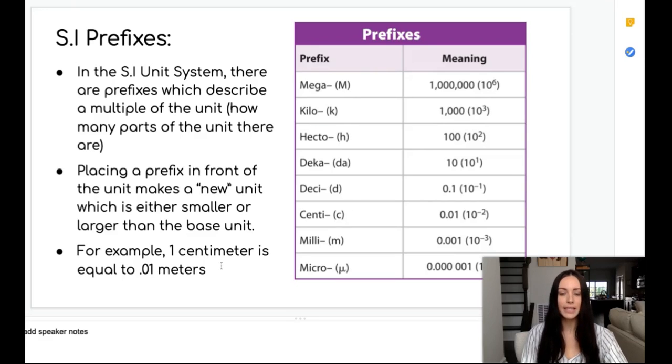Let's look at an example here. If we look at a centimeter, let's find our centi prefix here. This is one of the ones that we want to be most familiar with. We can see here again that the centimeter is 0.01 or 10 to the negative second power of that base unit. So by putting centi in front of the meter, I know that a single centimeter is 0.01 meters or 1/100th of a meter. That means also that there are 100 centimeters in a given meter.